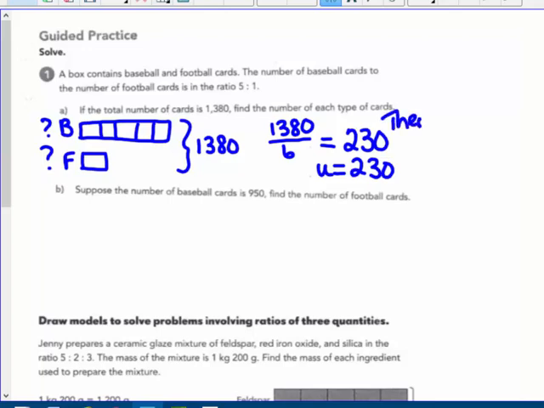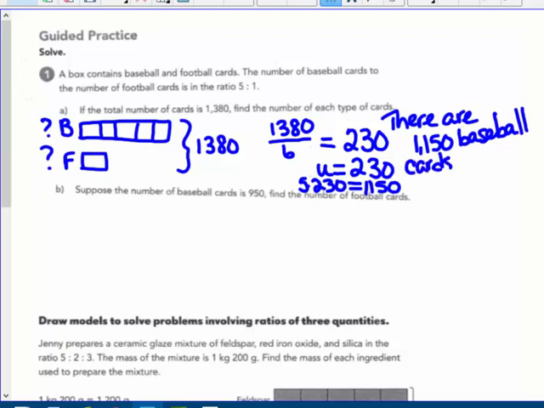There are 5 times 230, which would give you 1,150. There are 1,150 baseball cards. And 230 football. Answering in a full sentence.